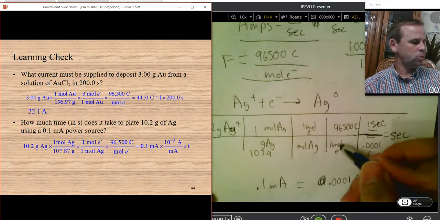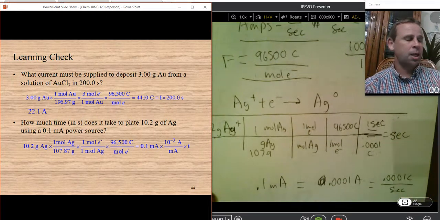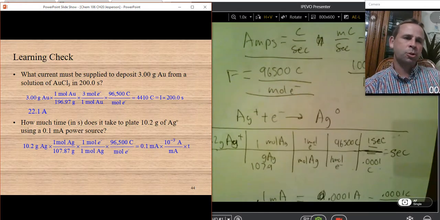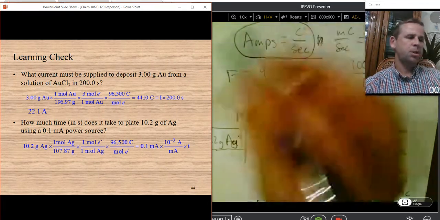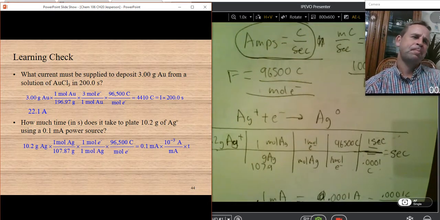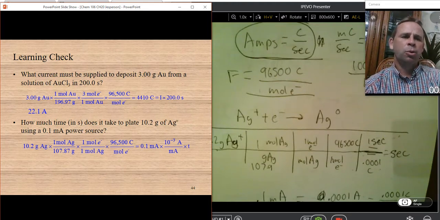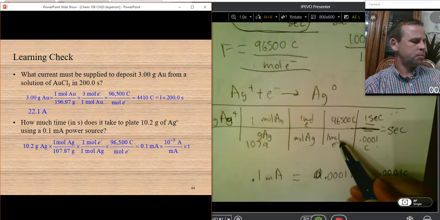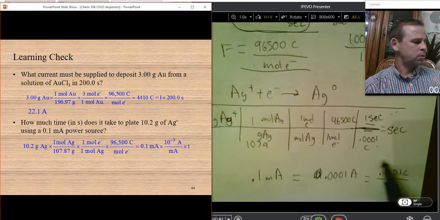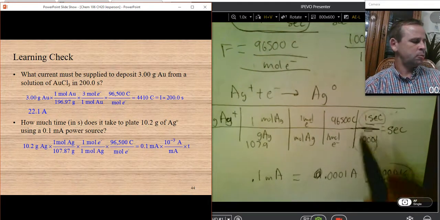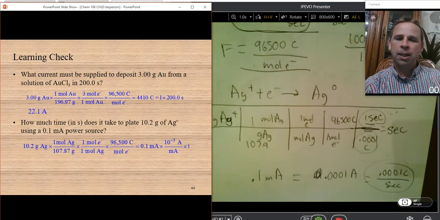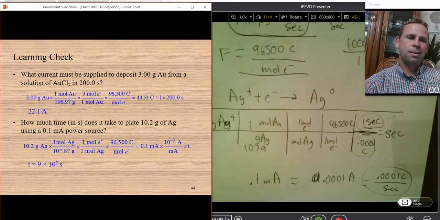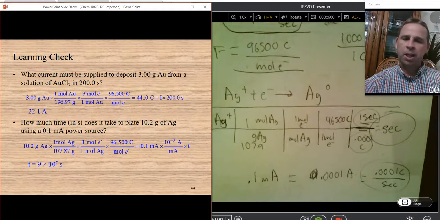And once you see you're in moles and you need to use current or anything like that, you'll have to also remember that amps is a unit of coulombs per second. I even think that this is going to be information that's provided for you in the equation portion of the exam. All right, so 96,500 coulombs per mole, and then current that's provided. They told us how many coulombs per second by telling us that it was 0.1 milliamps. All right, so 9 times 10 to the 7th seconds to electroplate that much metal.